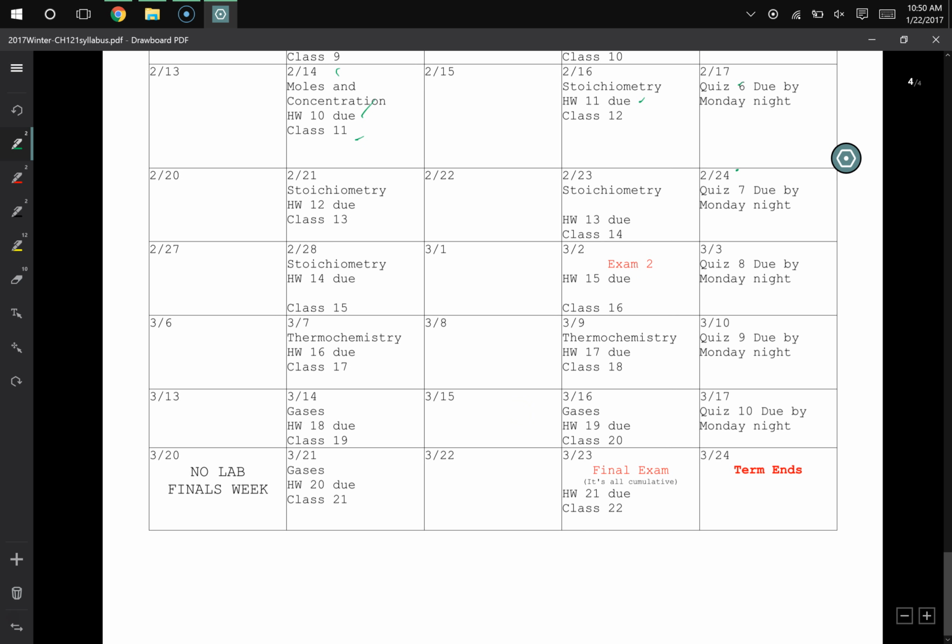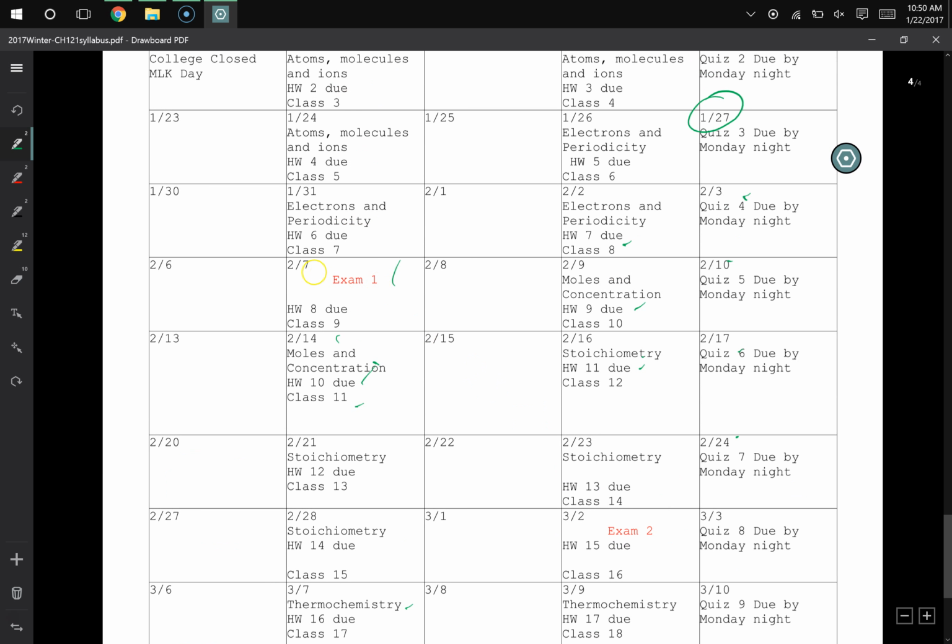So then we're going to do moles and concentrations and stoichiometry, and then we'll do thermal chemistry and gases, and then we'll have the final exam on the 23rd, which is the last day of class. There will be no labs that week. We'll just concentrate on that final, and then the term's over and you have spring break. And that's it. If you have any questions, ask me when we get to class, or I guess you can respond to this.